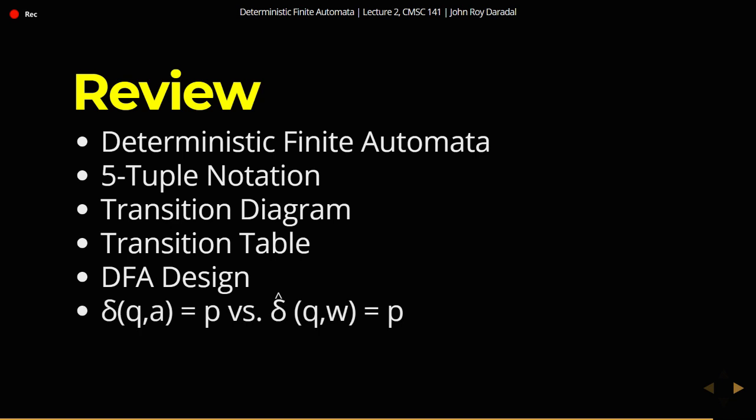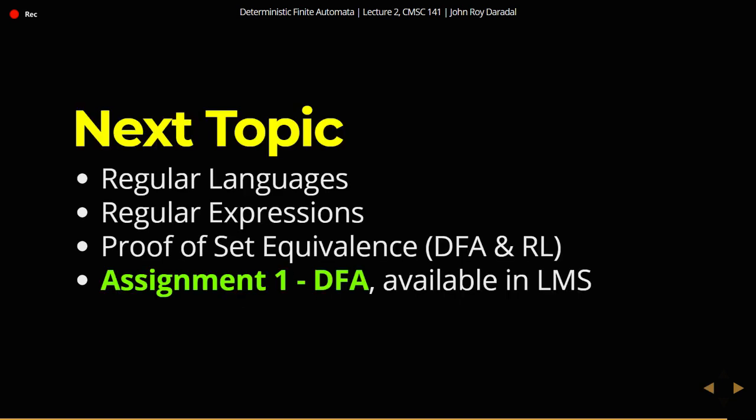And then we also discussed the difference between the transition function and extended transition function. Okay, so that's it for today. For our next topic, we will have regular languages and regular expressions, and we will also prove the set equivalence of the language by the DFA and regular language in, let's say, set former notation.